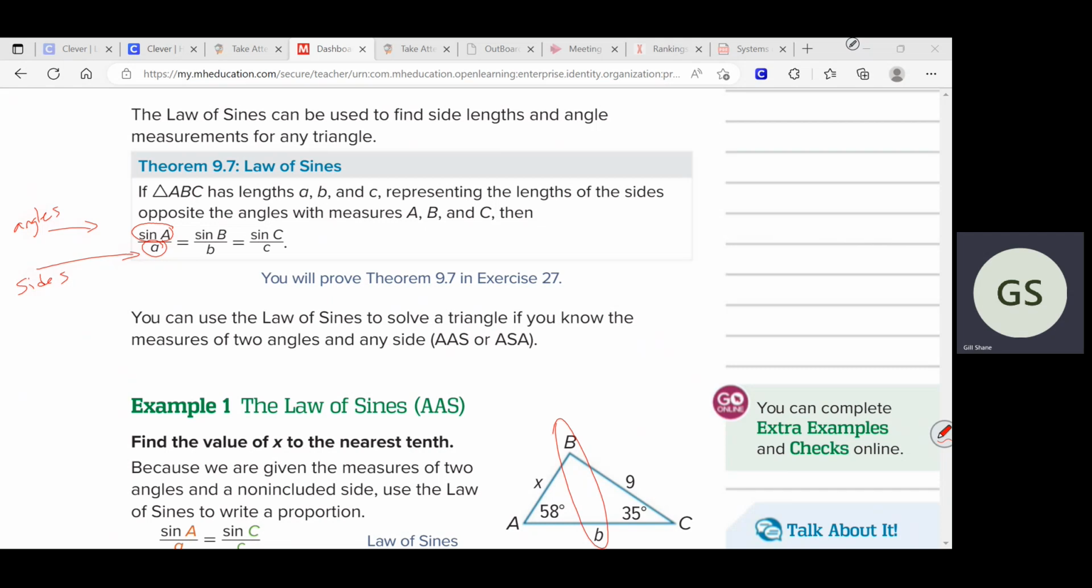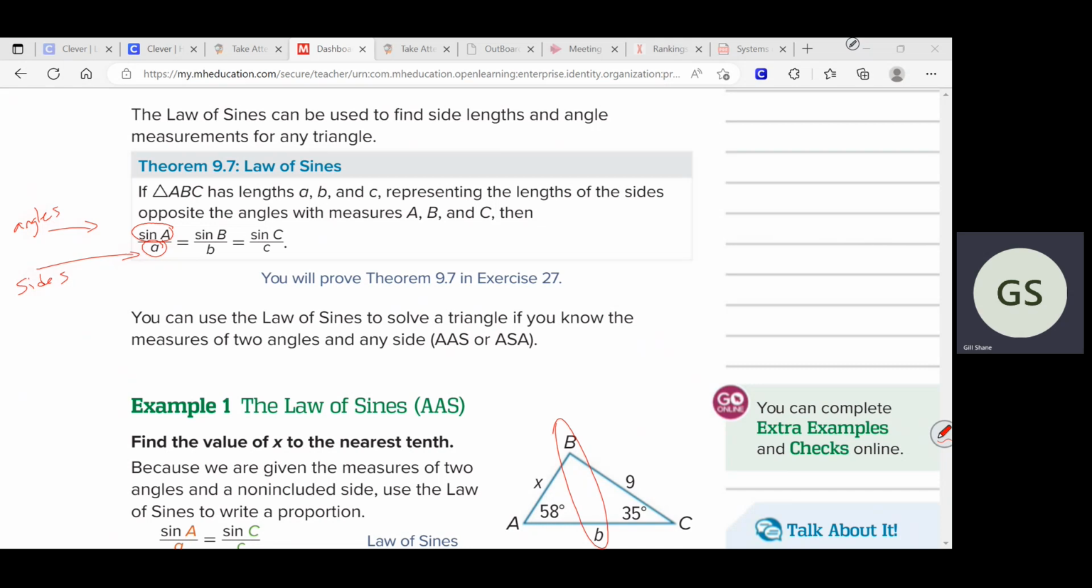There's not data in both of those places, and I'm not trying to solve for the missing side, B. I'm trying to solve for X, and I know 35, so I'll use that. And then I know both of these, so anytime you know both the angle and the side, you're definitely going to use that. That's where your proportion really comes from to be able to solve.